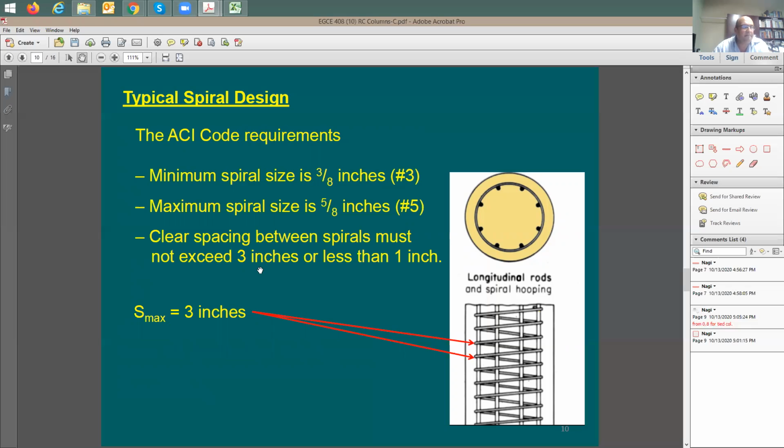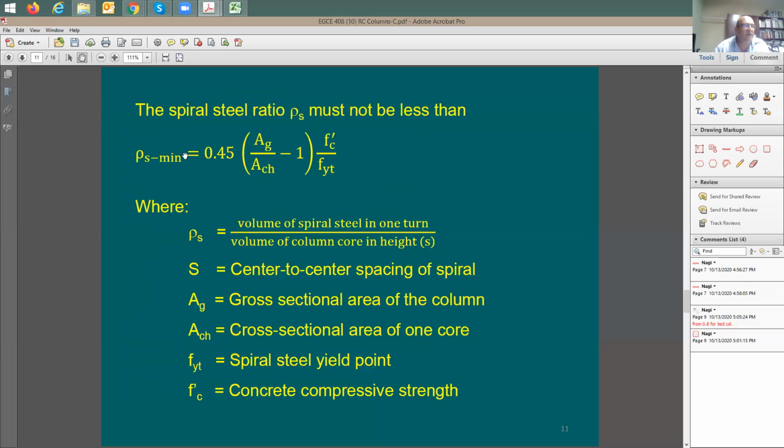Now they say it's not just about 3 inches or 1 inch. They give you here an equation to figure out the amount of this confinement ratio, or a spiral steel ratio, if you like to call it this way. So you can call it spiral steel ratio or confinement steel ratio. It's okay to use one of these two terminologies. And this steel ratio is actually volumetric steel ratio.